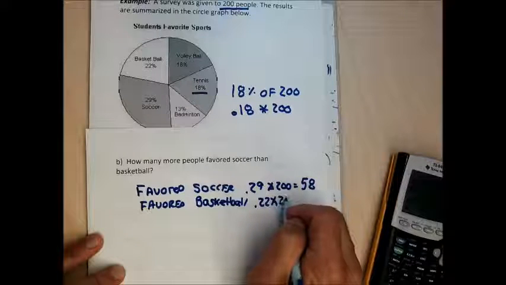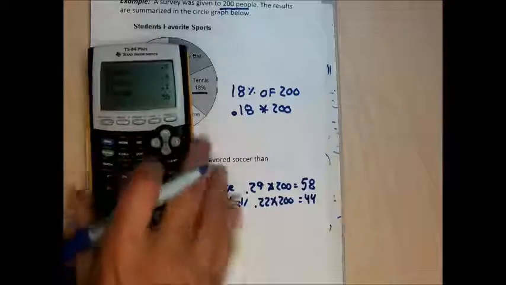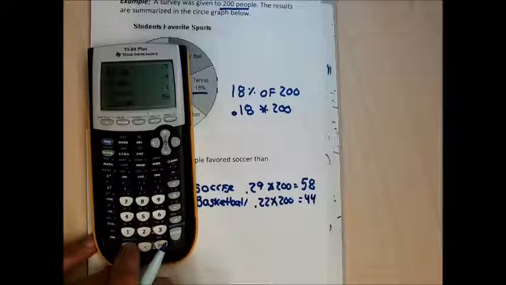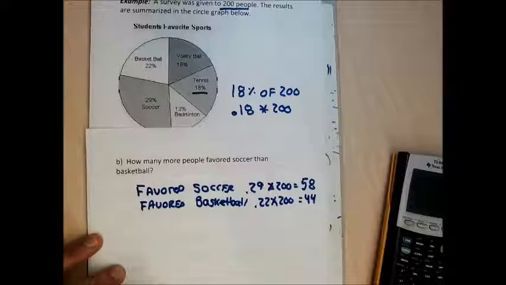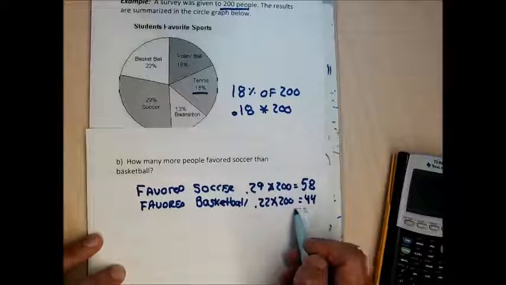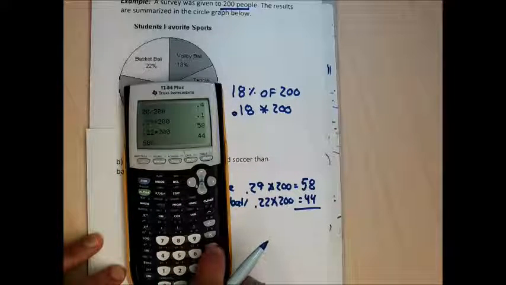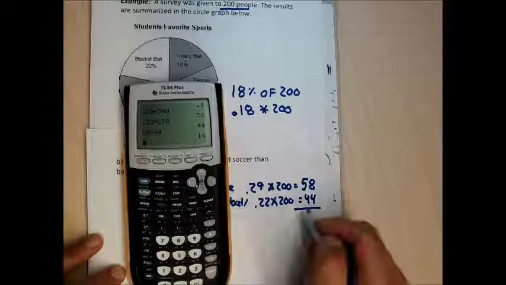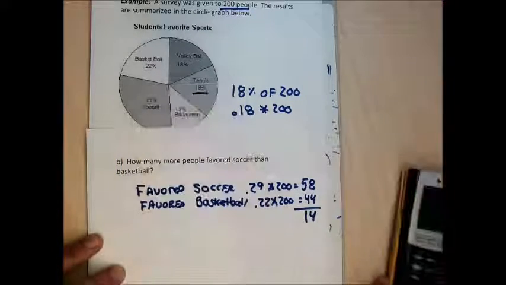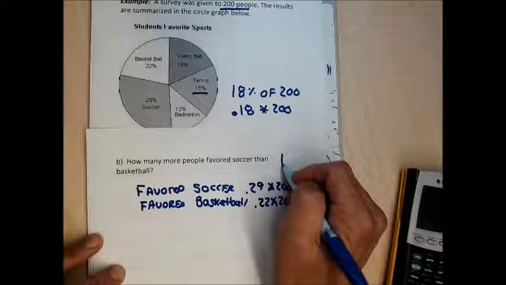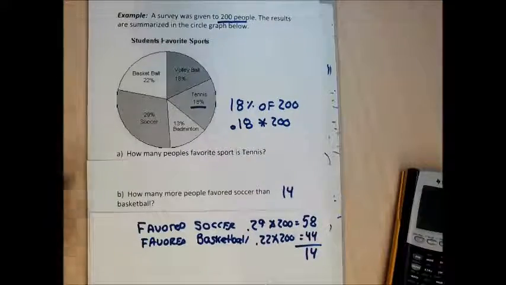That's 22% of 200 people. That comes out to 44 people, because 0.22, which is 22% as a decimal, times 200 is 44. If I want to answer the question, how many more favored soccer than basketball, I'll just subtract these. 58 minus 44. There are 58 people that had soccer as their favorite, 44 that had basketball. The difference, there's 14 more people, because 58 is 14 more than 44, that had soccer as their favorite sport compared to basketball.